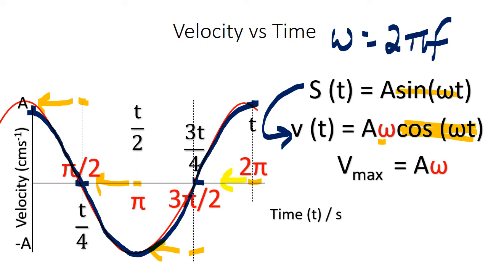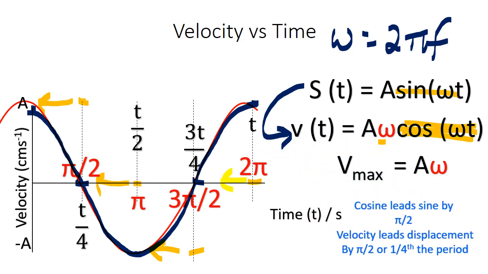The maximum velocity then is the amplitude times the angular frequency. That's really convenient. This is more an HL topic. This is topic 9, but you can see it still works for SL physics. It's a good review. Cosine leads sine by pi over 2. Velocity leads displacement by pi over 2, or 1/4 the period. Why do we say that? Because cosine has a max at 0 where sine has a min at 0.